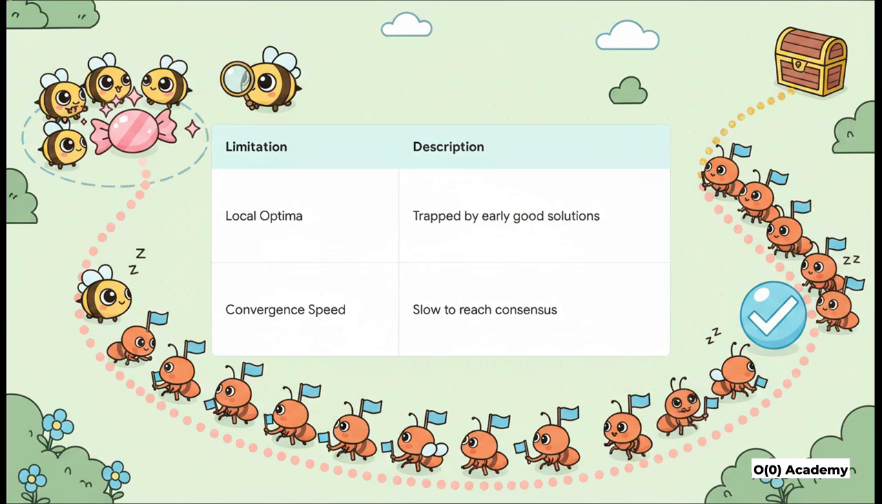First, local optima. These algorithms can sometimes get trapped early by a good enough solution. An early super strong pheromone trail might actually blind the swarm to a globally better path sitting right nearby. Second is convergence speed. Because these agents are acting probabilistically and completely independently, waiting for the entire system to finally reach consensus on the absolute best solution can sometimes be a pretty sluggish execution process.